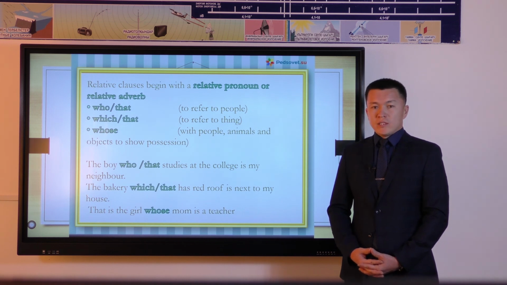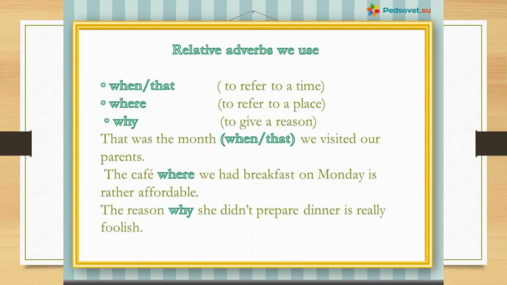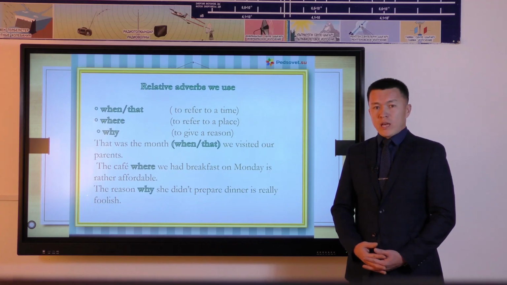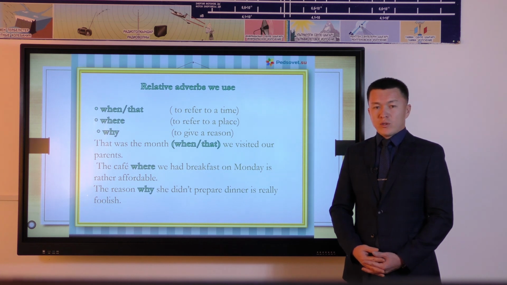The next one is whose, which is used with people, animals, and objects to show possession. For example, that is the girl whose mom is a teacher. Here whose refers to the girl. And along with relative pronouns we can use relative adverbs. For example, when, which refers to a time, like, that was the month when we visited our parents.